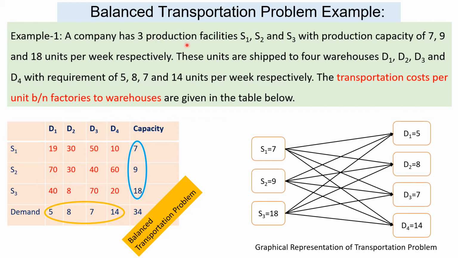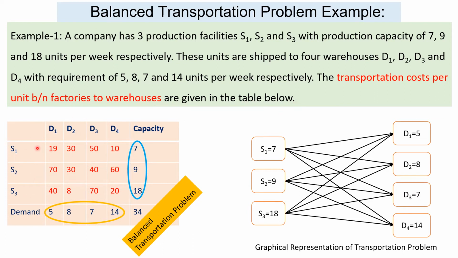A company has three production facilities, S1, S2, and S3, with a production capacity of 7, 9, and 18 units per week, respectively. These units are shipped to 4 warehouses from the demand side, that is D1, D2, D3, and D4, with a demand of 5, 8, 7, and 14 units per week, respectively. The transportation costs per unit between factories and warehouses are given in the following table.